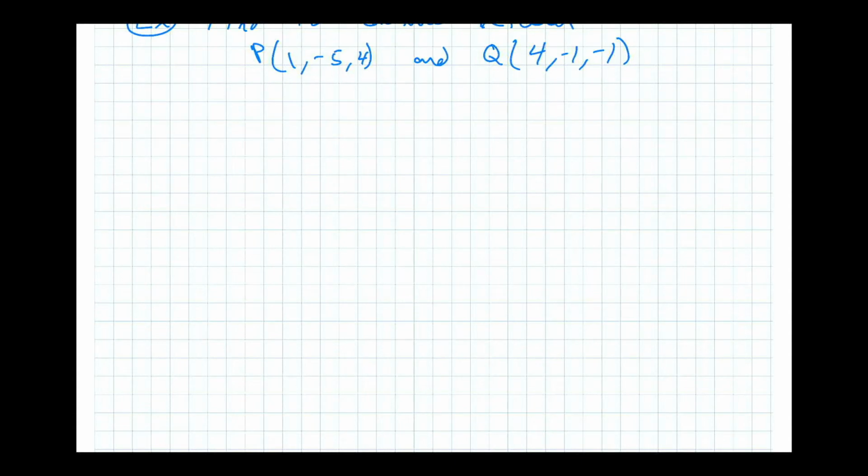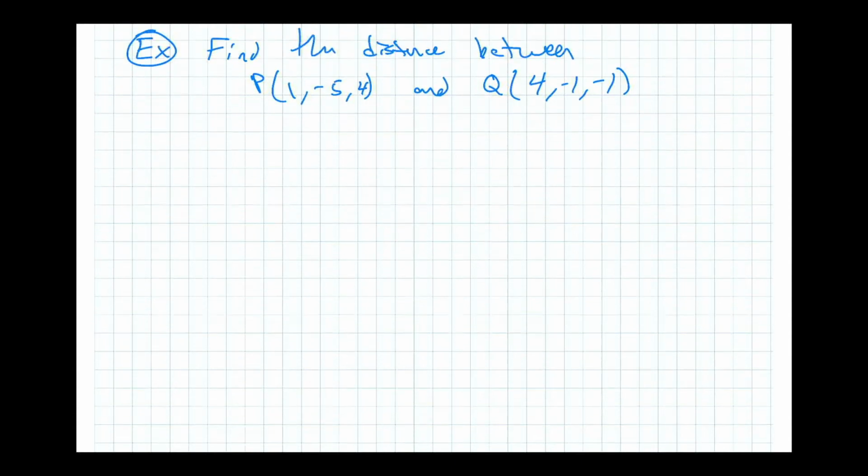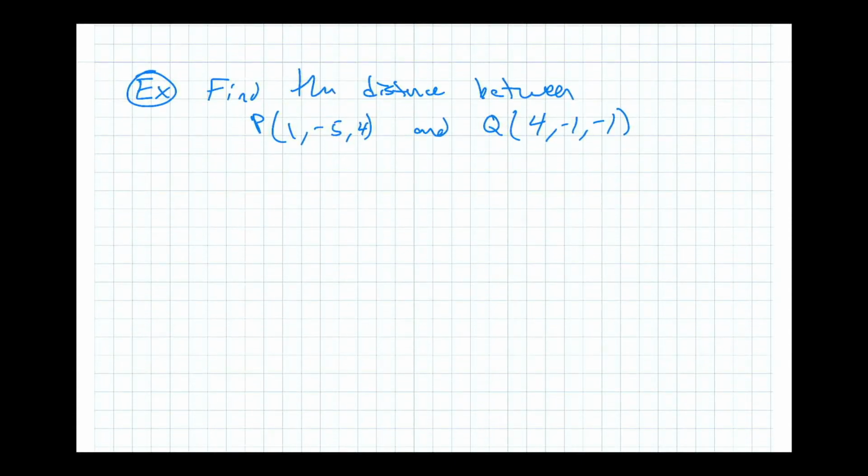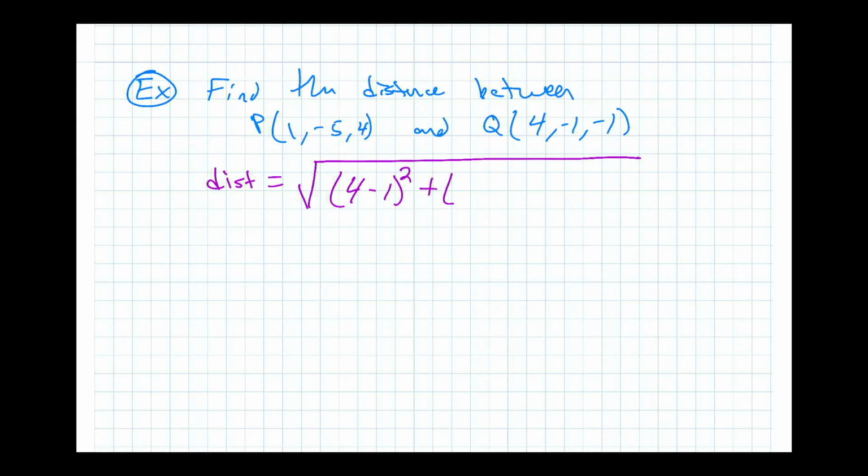Well, we know how to do it. You just write down the formula. So if you're trying to solve this problem, you just start with your formula for distance. So you say distance is equal to the square root, and then you fill in all of your numbers. So first thing you do is you subtract the x values. So 4 minus 1 squared, plus, then you subtract the y values, -1 minus 5 squared.